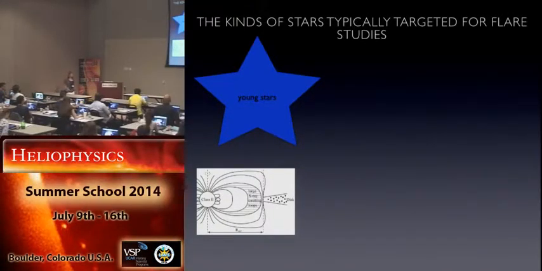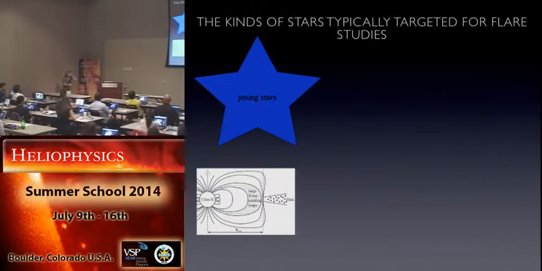The first category are young stars. We mentioned that young stars are active because they're rotating rapidly. So they show signatures of enhanced magnetic activity, both in a quiescent sense, but also in flaring.